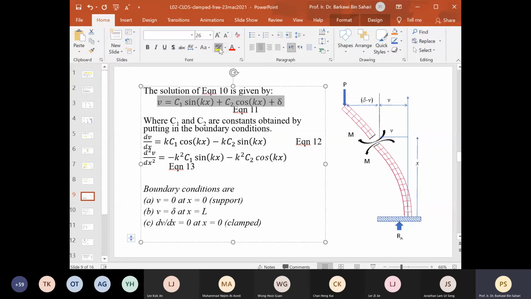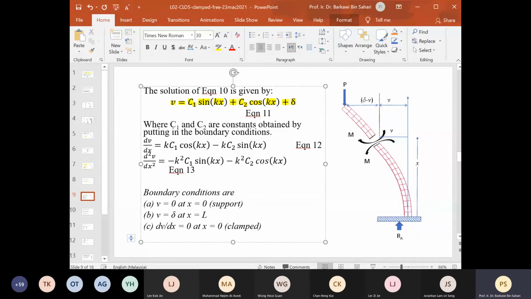So the full equation becomes V equal to C1 sine kx plus C2 cos kx plus delta. That's the full equation, and C1 and C2 are constants that we have to determine by applying the boundary conditions of the column. And boundary conditions are known values of the column.